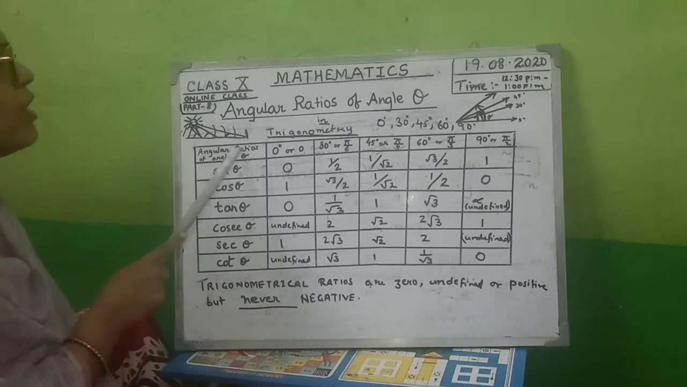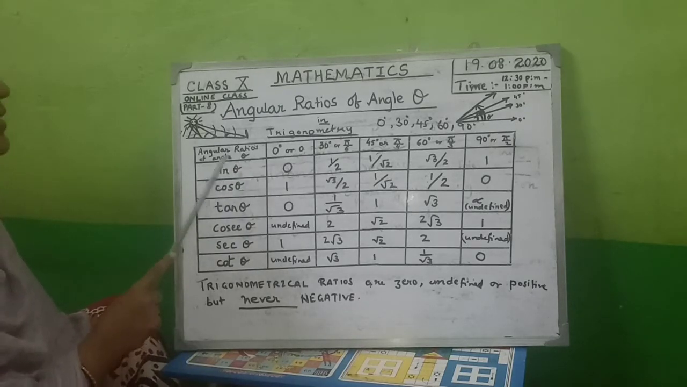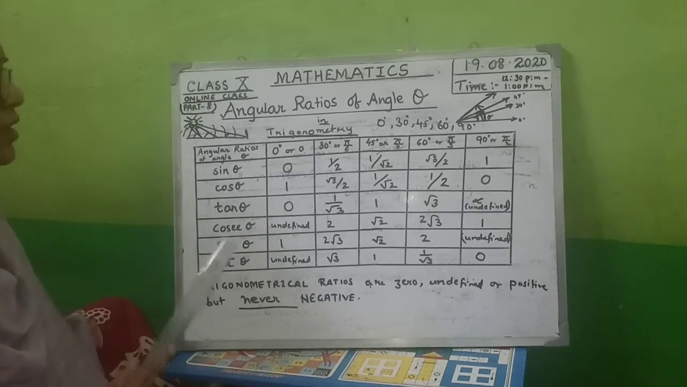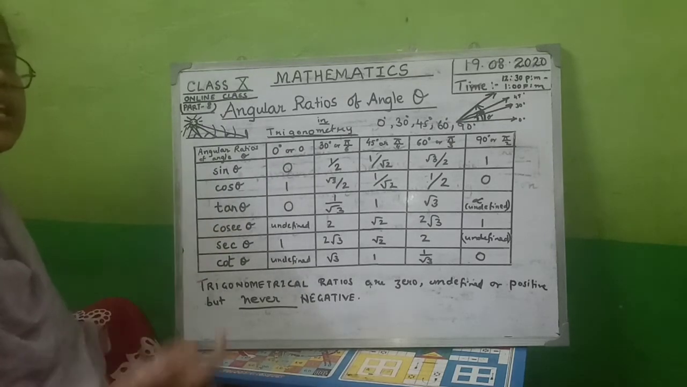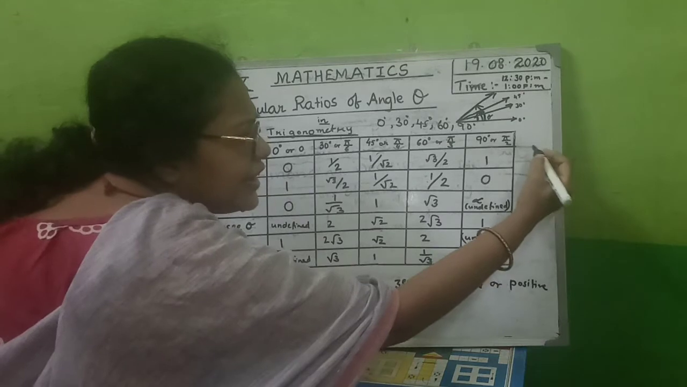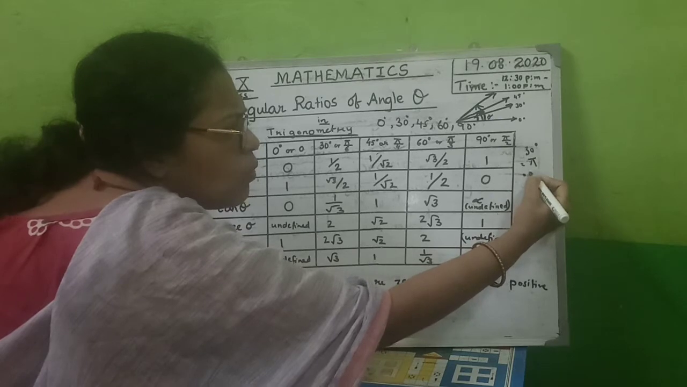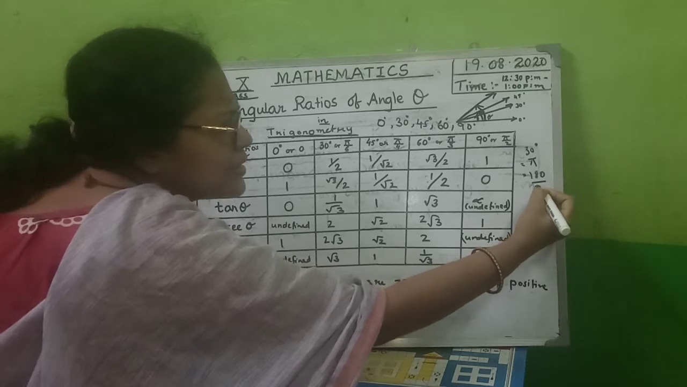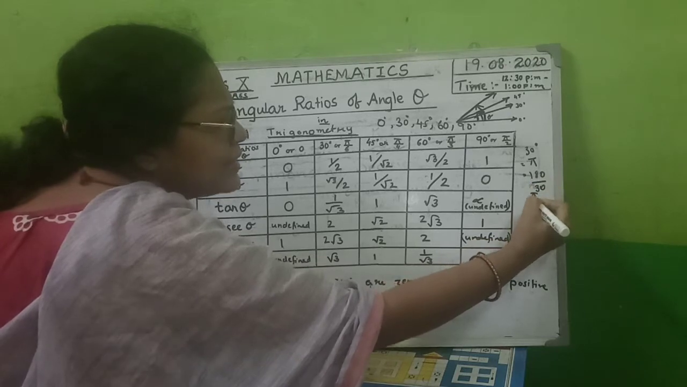Now, angular ratios of angle theta. Ratios: sin theta, cos theta, tan theta, cosec theta, sec theta, cot theta. Now, 0 degree means 0. What is 30 degree? 30 degree is pi radian by 6. How do we calculate 30 degree? We know pi radian means 180 degree. 180 degree divided by 30, if you cut it, you will get pi by 6.